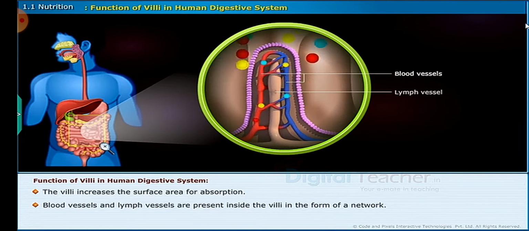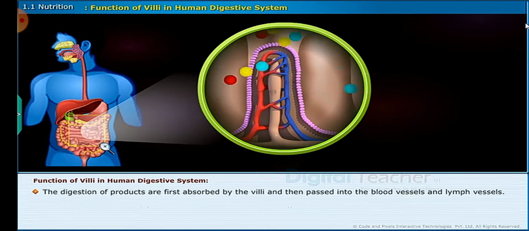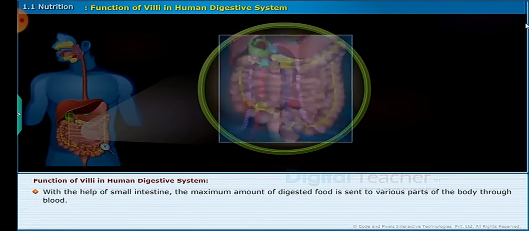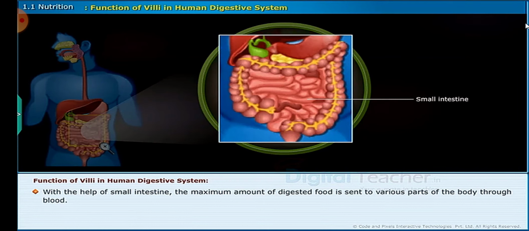Blood vessels and lymph vessels are present inside the villi in the form of a network. The digestion products are first absorbed by the villi and then pass into the blood vessels and lymph vessels. With the help of the small intestine, the maximum amount of digested food is sent to various parts of the body through blood.